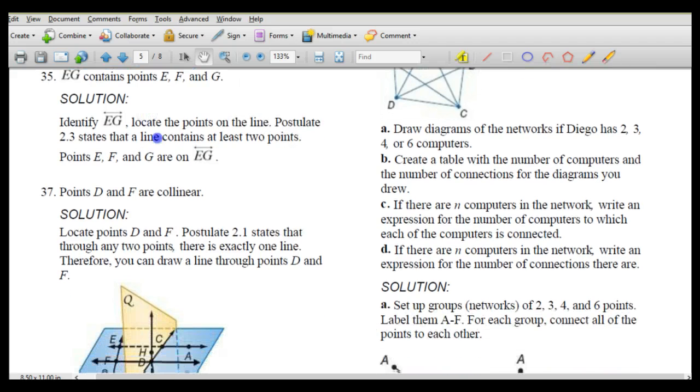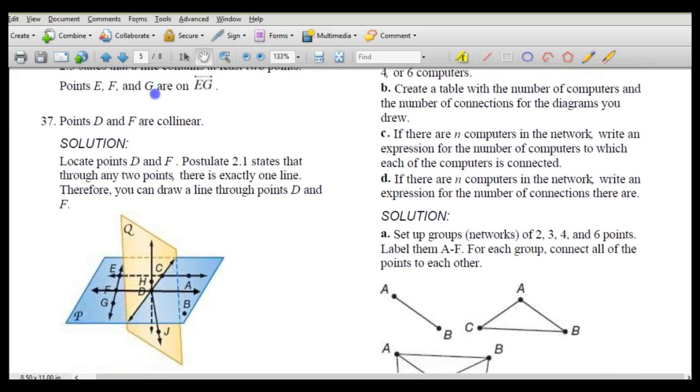Number 37. So which postulate shows that D and F are collinear? So locate points D and F. There's D, there's F. Postulate 2.1 states that through any 2 points there's exactly one line. Therefore, you can draw a line through points D and F. So that would be postulate 2.1.